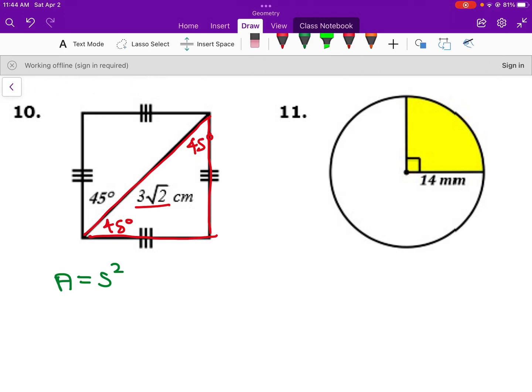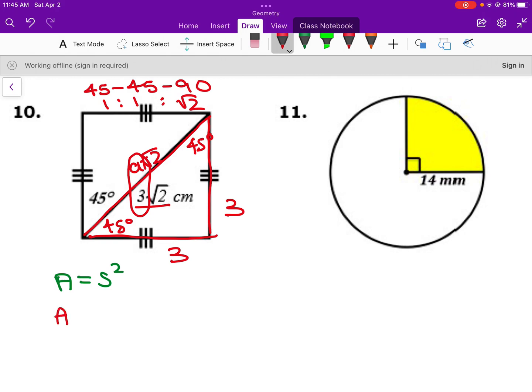Let's write it up here. So 45, 45, 90. Remember, the sides exist in a ratio of 1 to 1 to root 2. So if I have the root 2 side, this is my a root 2 right here, then that makes my a value 3, which makes both of my sides 3 because those are existing in a ratio of 1. So my side is 3, meaning area is just 3 squared, which is 9, and we're dealing with centimeters, so centimeters squared.